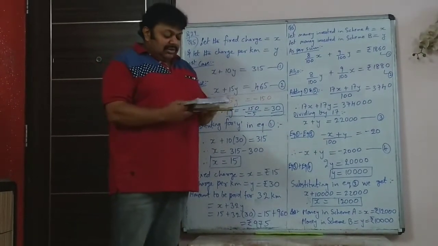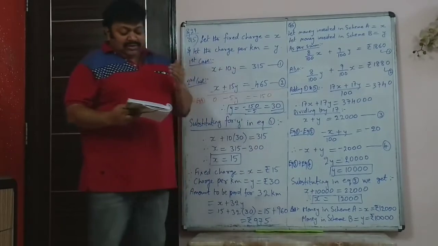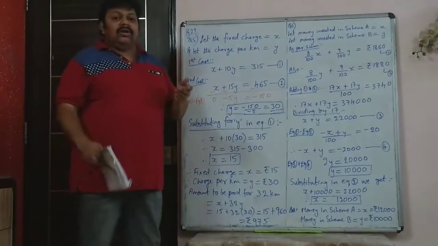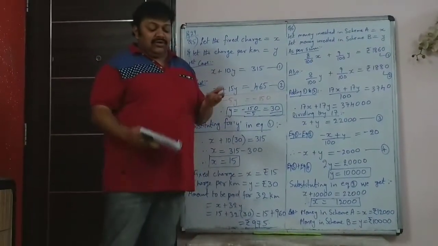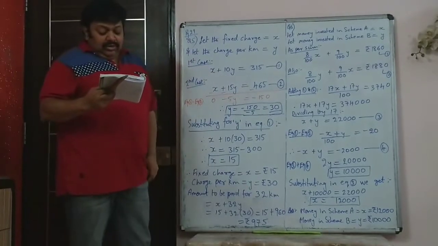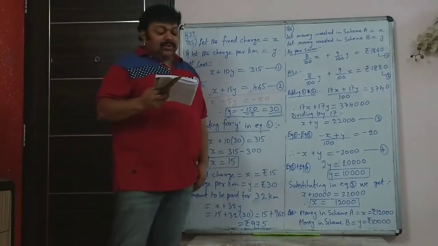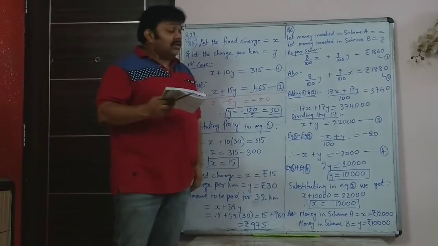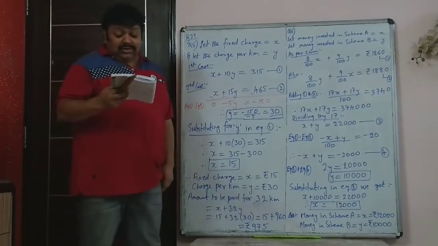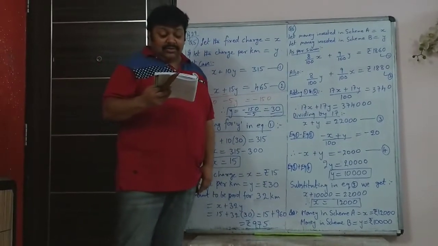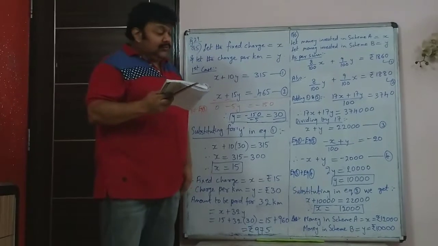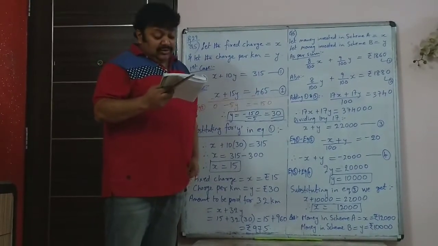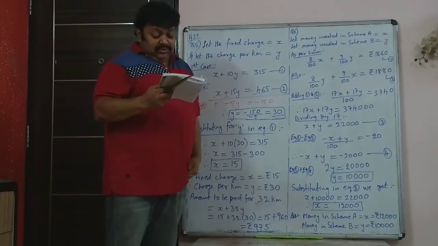In sum number 6, it is given that a man invested a certain amount of money in two different schemes, A and B. There are two schemes and they offer interest at 8% per annum and 9% per annum respectively. He received 1860 rupees as interest.